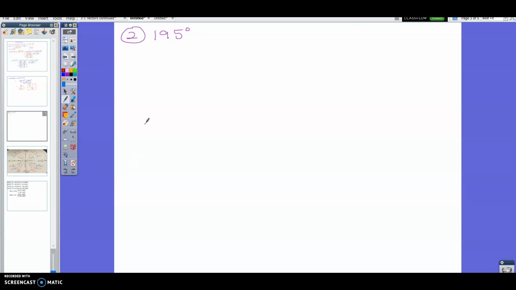Okay, so we're going to be doing the same thing here. This time though, the angle that we're looking for is 195 degrees. So the first thing I'm going to find is two angles that add or subtract to be 195 degrees. So this time I'll say that this is 225 minus 30 degrees. Because if we subtract those two numbers, we get 195. So if I want to find the sine of 195 degrees, I can rewrite it as the sine of 225 minus 30.